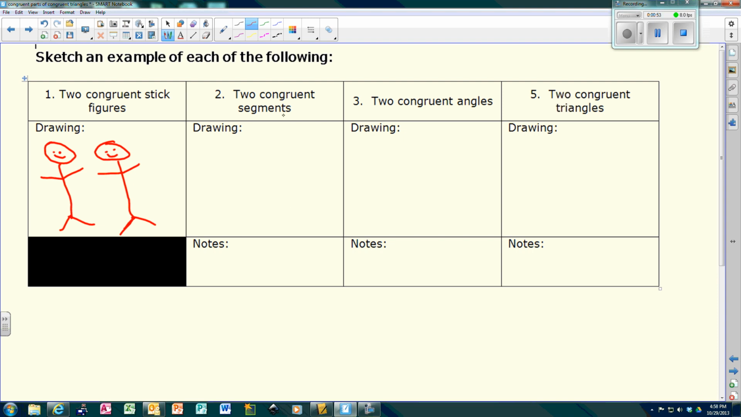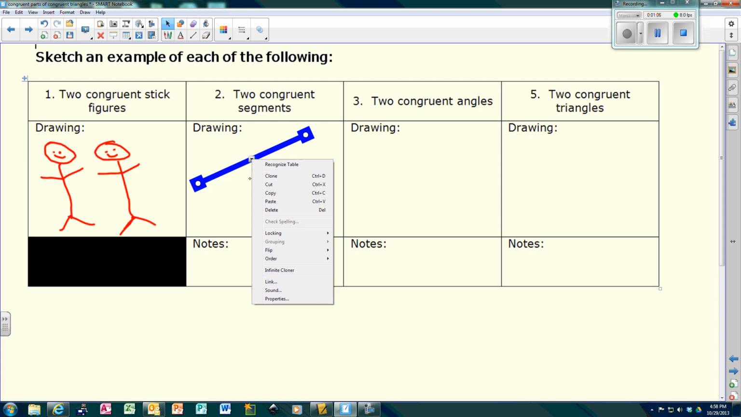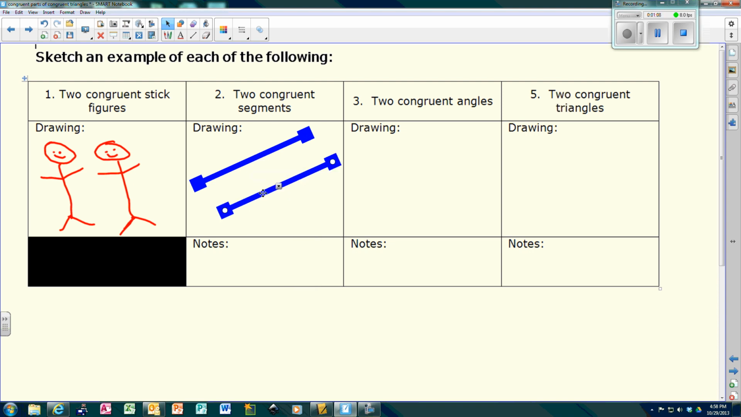Now what about two congruent segments? So segments are a little bit more specific and not nearly as funny. So if I were to draw a segment, then if I were going to do a congruent one, I could just clone it. And now I have two that are congruent. So if this were A, B, and this were C, D, I know they're congruent because I cloned them, so therefore I would put my congruent marks, and I would say that AB is congruent to CD.